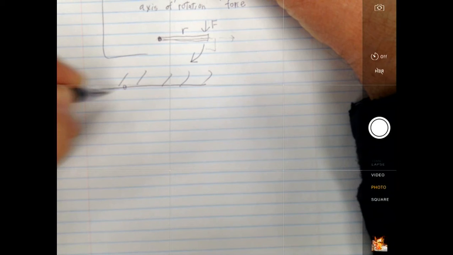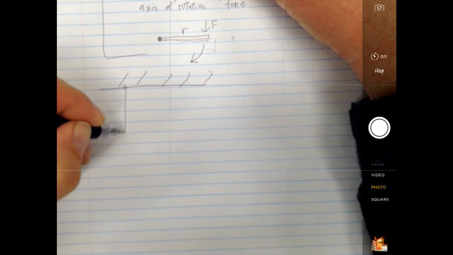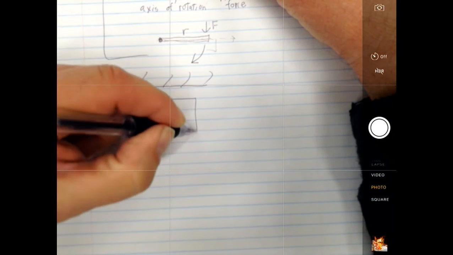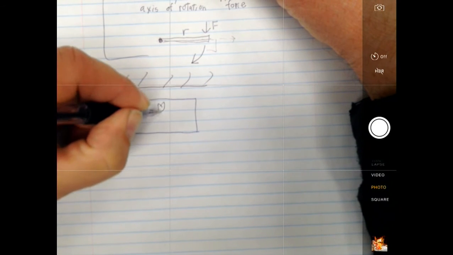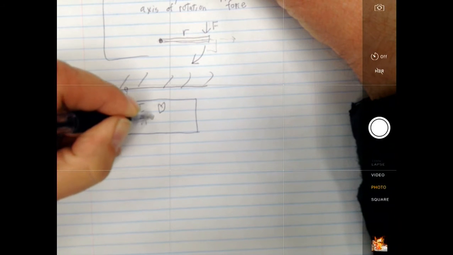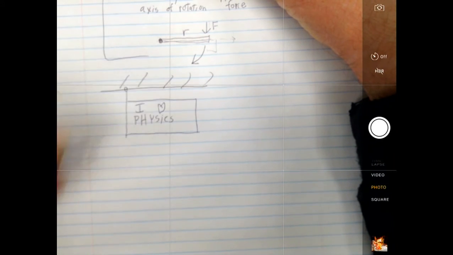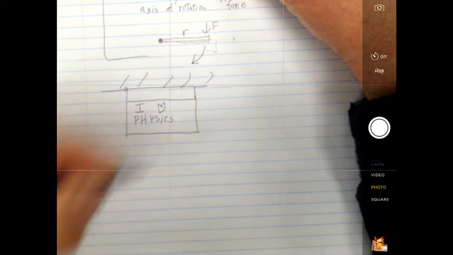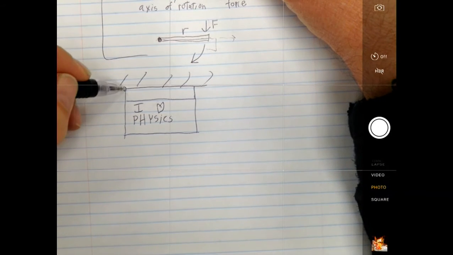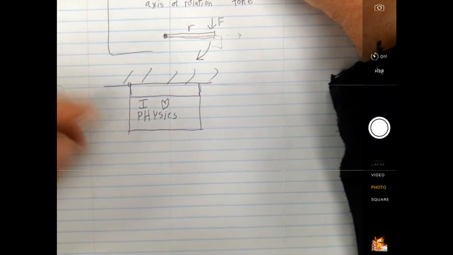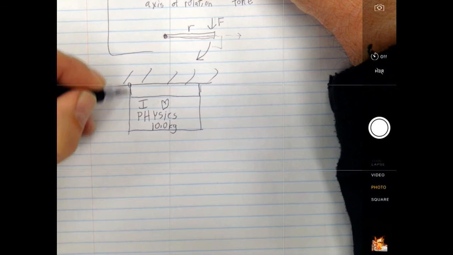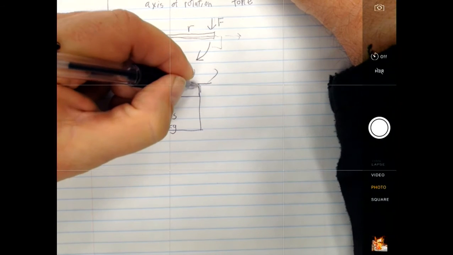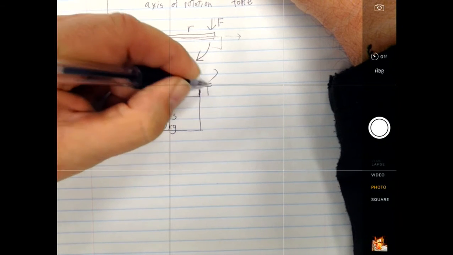I have a ceiling. I hang a sign from the ceiling. The sign sort of says, I heart physics. Yes, you probably have this over your bedroom. And I'm hanging the sign by two vertical strings. And the sign has a mass of 10 kilograms. And the question is, what is the tension in each one of these two strings?